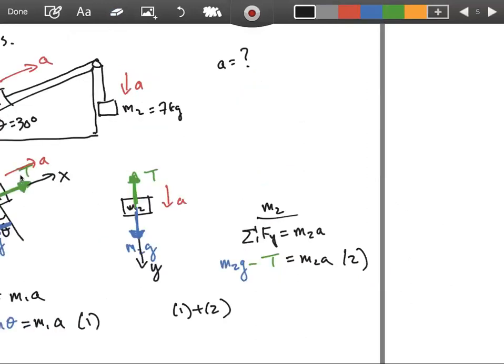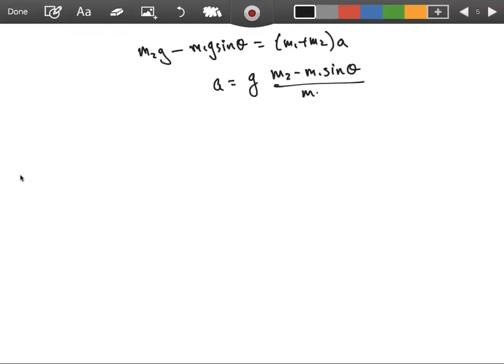So by adding those together, what I'm left with is m2g minus m1g sine of theta is equal to m1 plus m2 all times a. From here, I'm going to solve for the acceleration. My acceleration is going to be equal to, let's factor out a g, m2 minus m1 sine of theta, all divided by m1 plus m2.